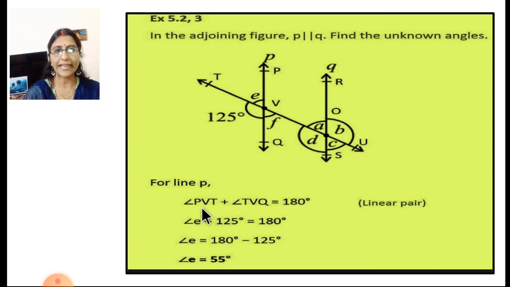Then instead of angle PVT we can write angle E. Here angle E is given. So angle E plus, now this angle TVQ measures 125 degrees which is given in the question. So we'll write 125 degrees and that is equal to 180 degrees. Now we will keep angle E here and take this to the other side. Here it is plus, this will become minus. So angle E is equal to 180 minus 125 degrees. And 180 minus 125 is equal to 55 degrees. So we got angle E is equal to 55 degrees.